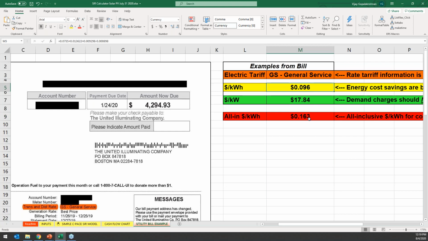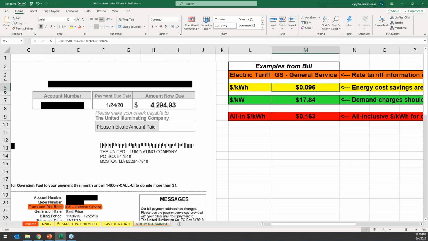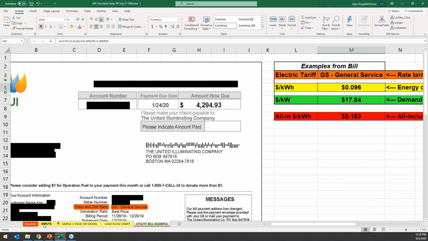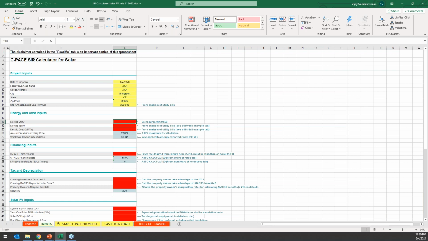Actually, this might be a good point for me to pause and see if there are any questions about the utility bill section. Okay.